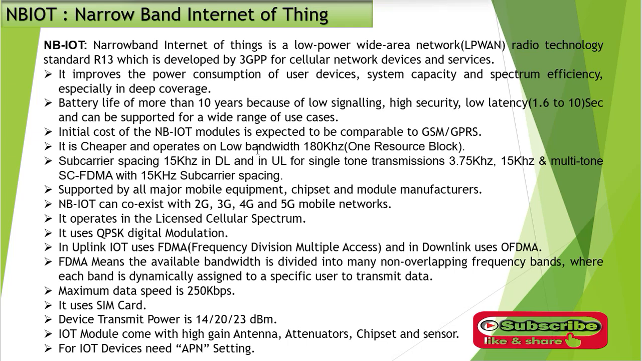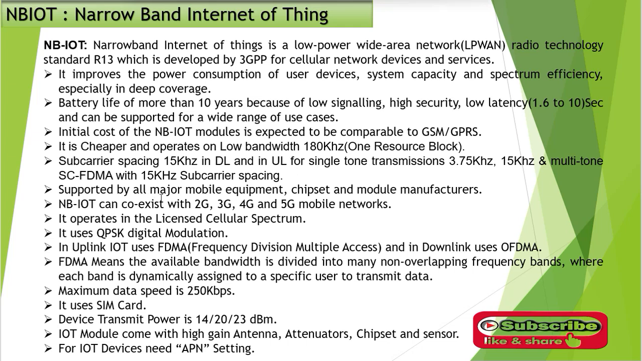Low bandwidth means one resource block of LTE, which is 180 kilohertz. One resource block in LTE is 180 kilohertz, and the sub-carrier spacing used in downlink is 15 kilohertz. In uplink, for single-tone transmission, 3.75 kilohertz and 15 kilohertz sub-carrier spacing are used, and for multi-tone SC-FDMA, 15 kilohertz sub-carrier spacing. Due to multiple sub-carrier spacings in uplink, it has higher throughput in uplink in comparison to downlink.